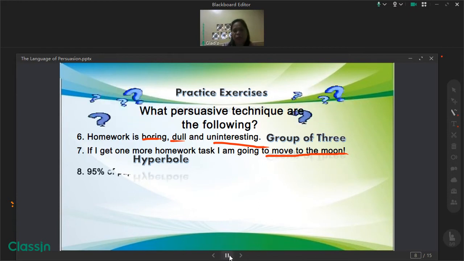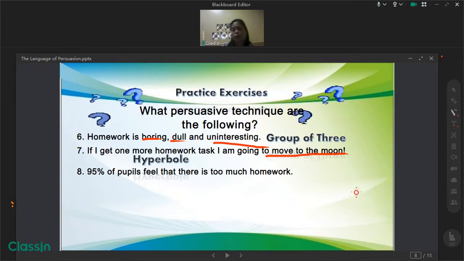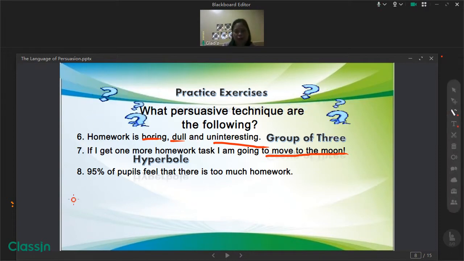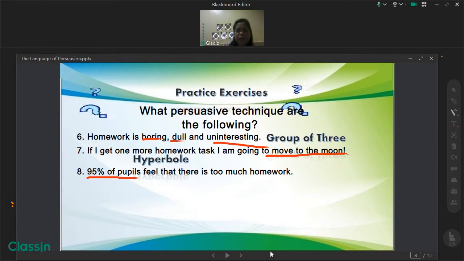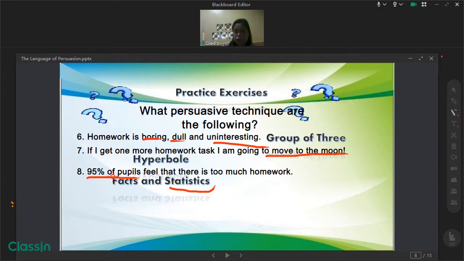Okay, then number 8, 95% of pupils feel that there is too much homework. So we have here 95% of pupils. So it uses numbers, a figure. So it falls in the facts and statistics. So the persuasive language technique used there is the facts and statistics. Preferably it is statistics because it uses numbers.